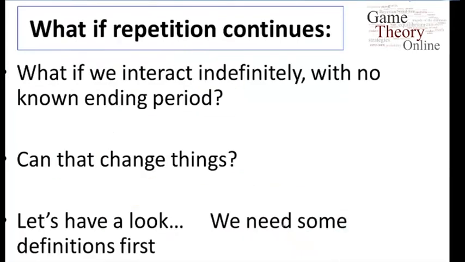But in terms of understanding, let's try and understand what happens if the repetition continues. So it doesn't stop after 25 periods. So what happens if two players are going to interact indefinitely with no known end period? So will that change things? Let's have a look. But first, before we go into that, we're going to have to define exactly what we mean by indefinite repetition, how do we set these games up, and so forth. So let's look at some general definitions of repeated games.